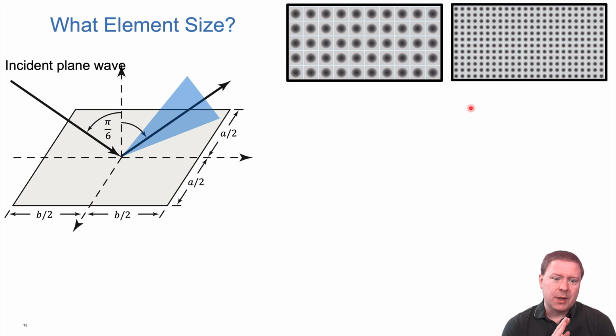This is the phenomenon that we want to utilize. We want to have small elements that reflect the signals, and then we want to change the phase shift in order to control them.